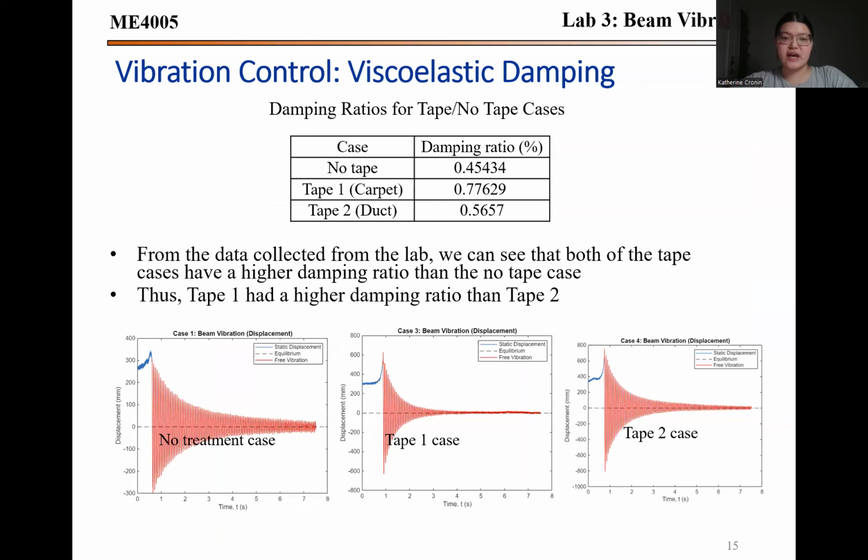And then here are the actual damping ratios from all 3 cases: the no tape, carpet tape, and then the duct tape. You can see their graphs at the very bottom. From the data collected from the lab, we can see that both of the tape cases have a higher damping ratio than the no tape case. And finally, tape 1, the carpet tape, has a higher damping ratio than tape 2.